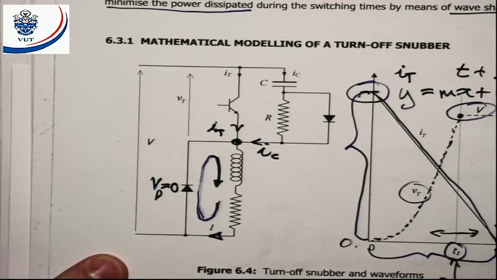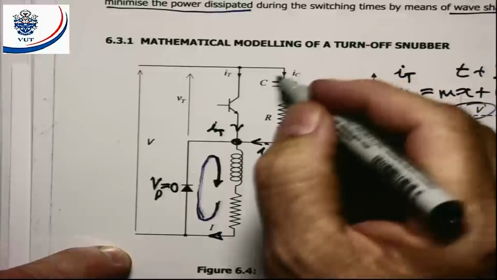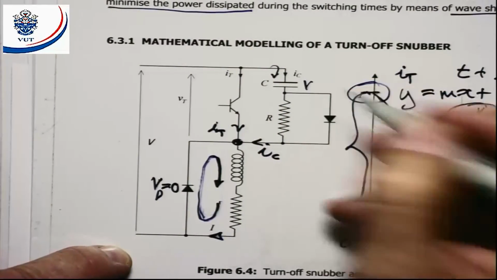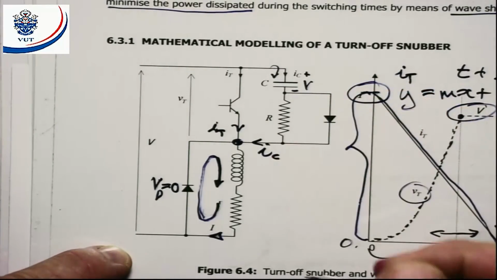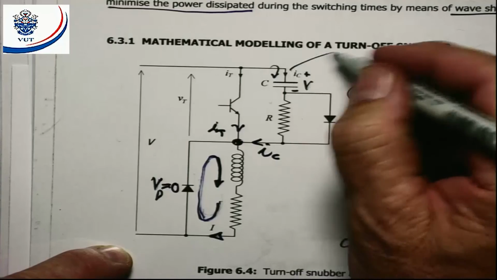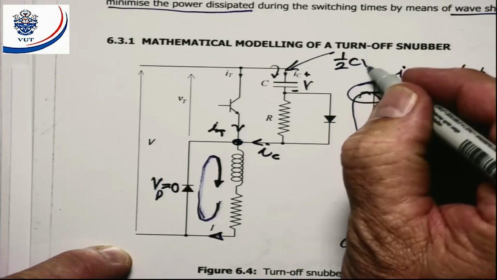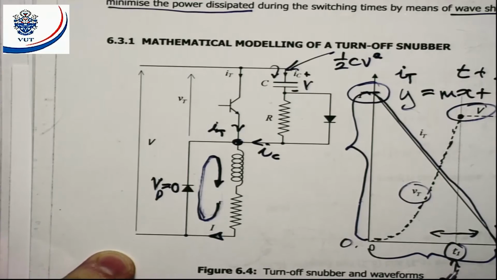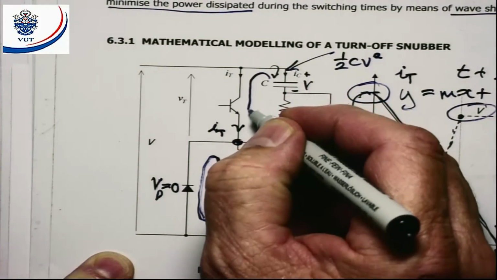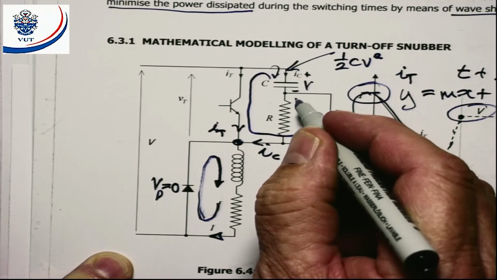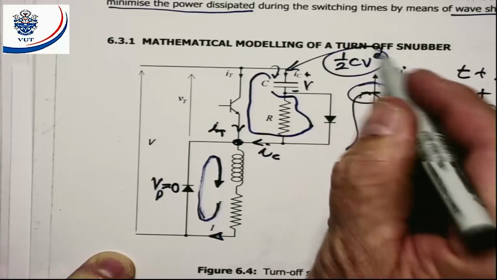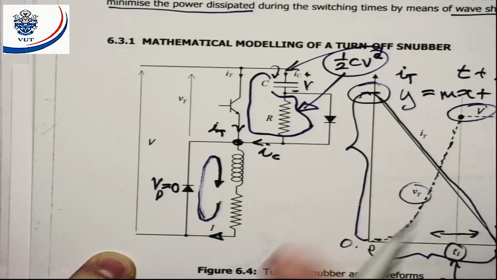at the end of the switching, the turn-off period, the capacitor has charged up to V. That is the voltage over the capacitor. The energy that is in that capacitor is equal to a half CV squared. What is going to happen when we switch on again? The capacitor is going to discharge through here. It cannot discharge through the transistor, so it's going to go through the resistor, and all of this energy is going to be dissipated in the resistor.